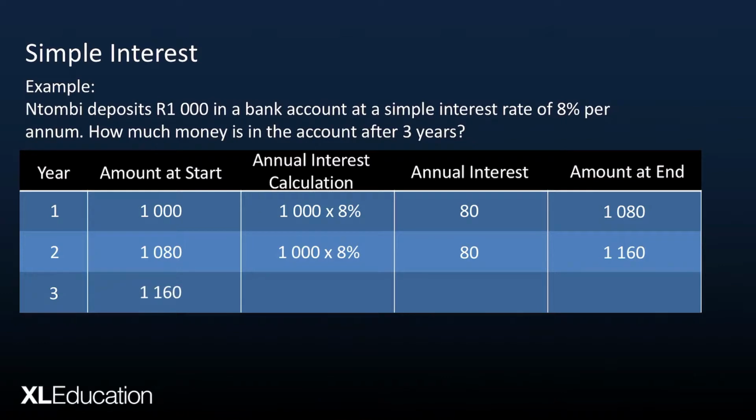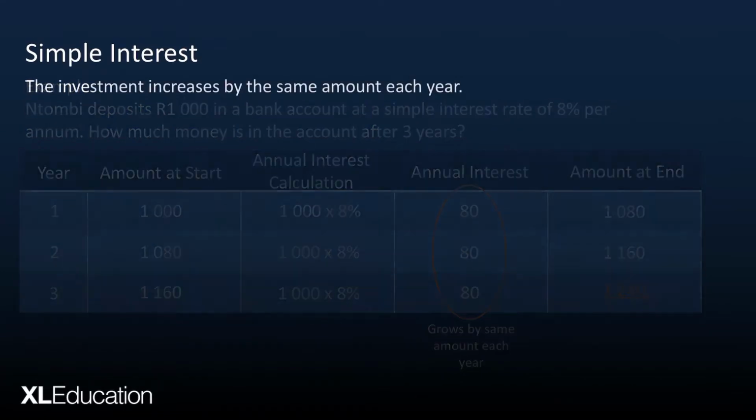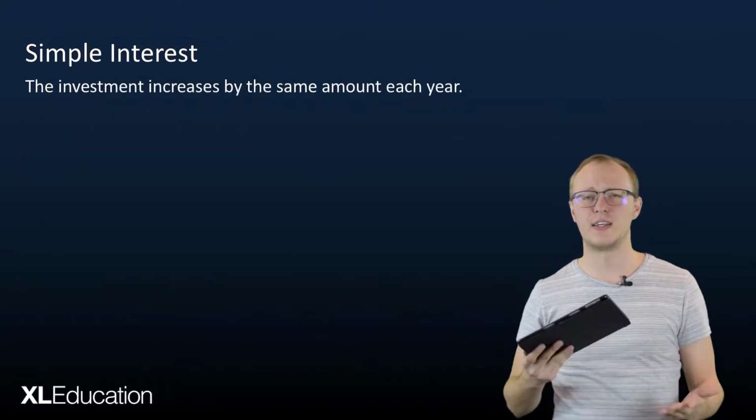And then again at the start of year 3, she's got 1,160. For year 3, it's the same interest calculation, the principal times 8%. She earns 80 Rand worth of interest in year 3, and at the end of the year, she has 1,240 Rand. Now, what's very, very important here is that the annual interest is always the same for simple interest. So the amount in the account is going to grow by the same amount each year because she's receiving the same amount each year. Now, let's see if we can find a formula.